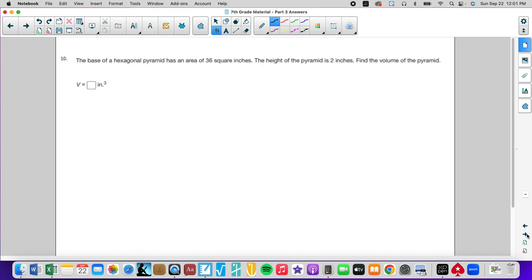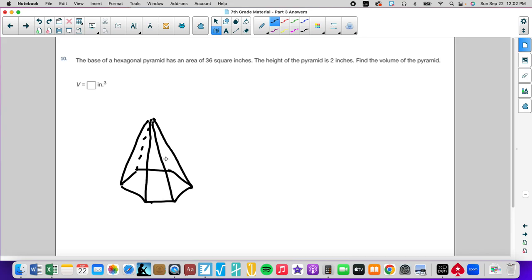Number 10, the base of a hexagonal pyramid has an area of 36 square inches. The height of the pyramid is 2 inches. Find the volume of the pyramid. So this time we have a pyramid. So we need to understand that a pyramid is going to be a little bit different. So that goes up like this. This is hidden. This is seen. This is seen. This is seen. And this one is hidden. So the base area.